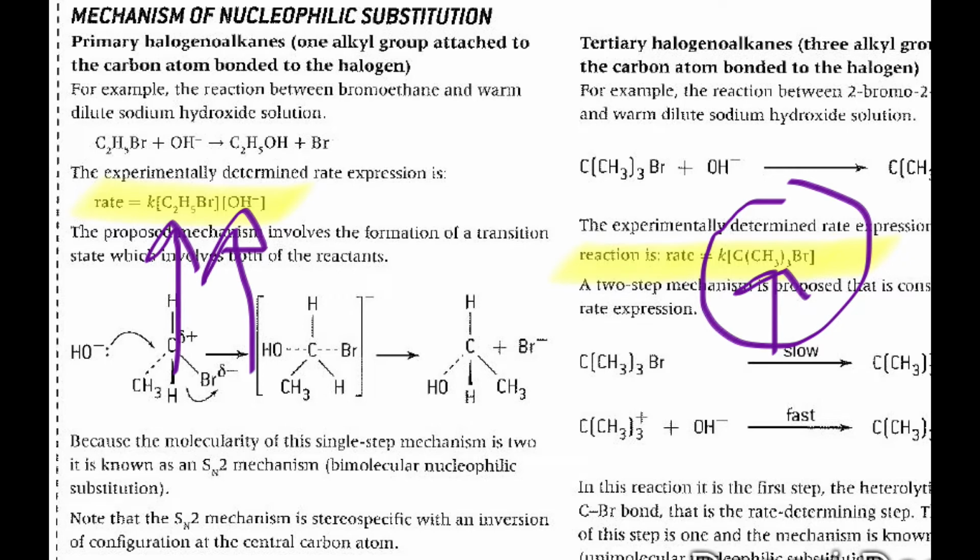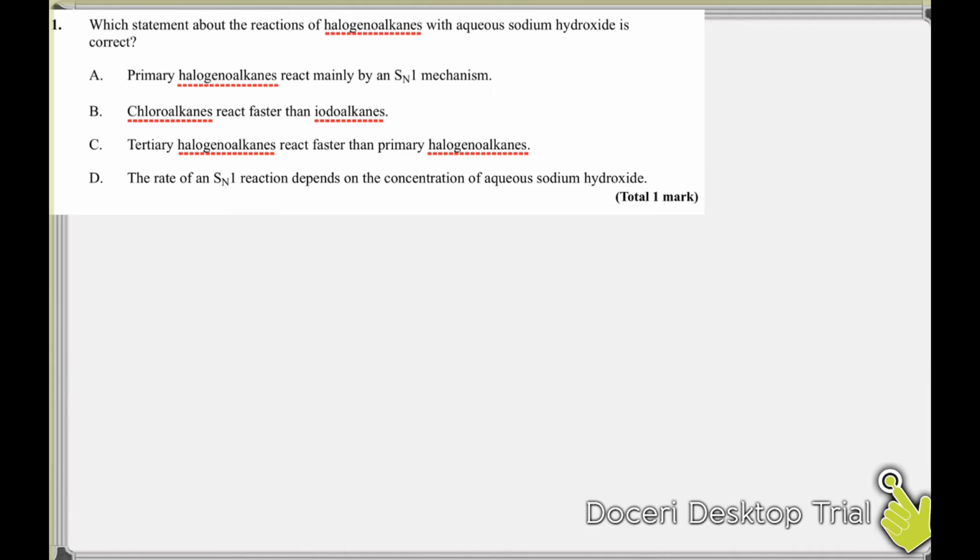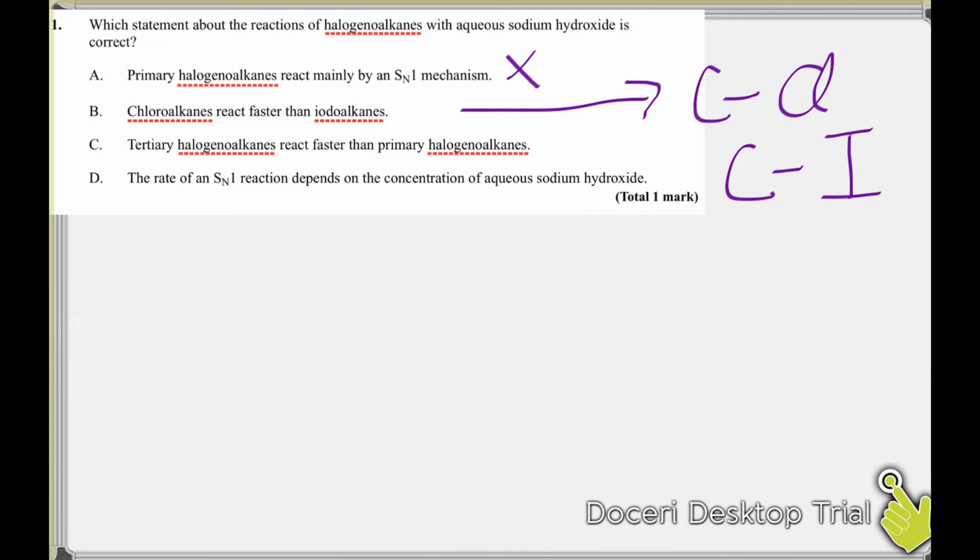So let's just take a look. So here's our question. And so we said the first one, primary halogen alkanes react mainly by SN1 mechanism. No, that's wrong. That's for the tertiary. Chloroalkanes react faster than iodoalkanes. So what is this referring to? This is referring to the carbon-Cl bond or the carbon-iodine bond.